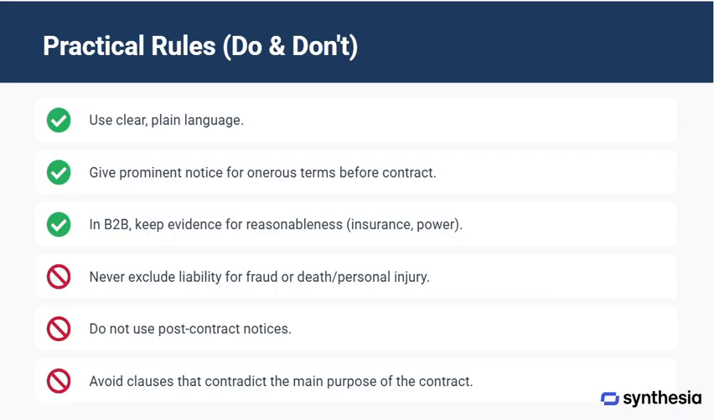Practical advice: use clear language and proper notice. Keep records for reasonableness in B2B. Never exclude fraud or death or personal injury. Post-contract notice is useless. Avoid repugnant clauses.